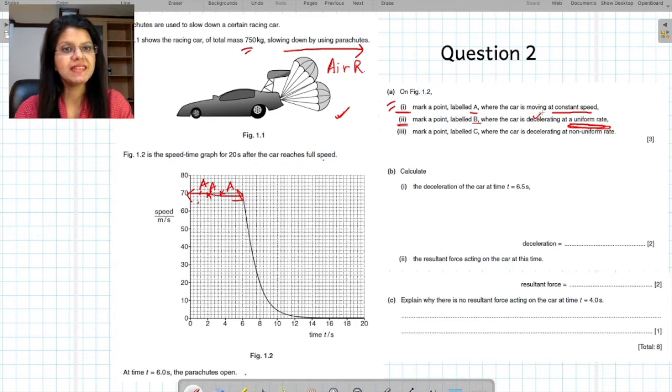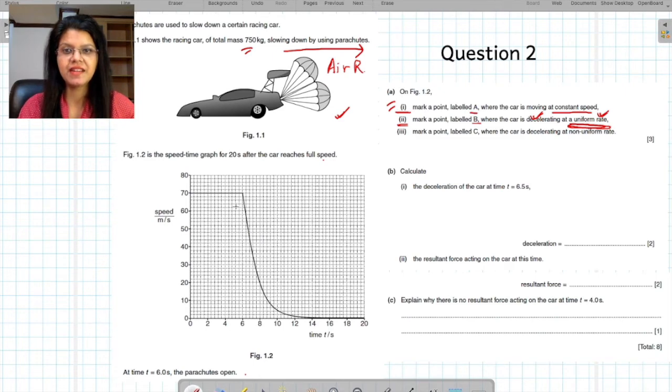It is a deceleration or acceleration that we are talking about. Same thing, right? Deceleration is an acceleration with a negative sign. So we are talking about constant gradient. Uniform rate means constant gradient. Constant gradient is possessed by a straight line. So where do you see the straight line? Where do you see a straight inclined line?